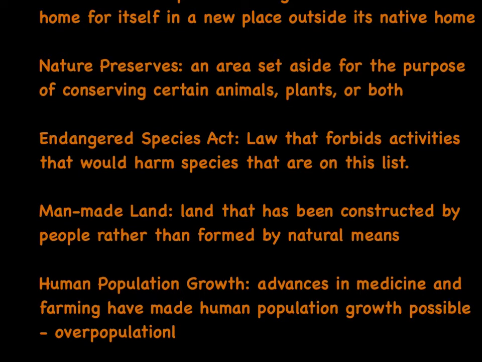Next we have the Endangered Species Act. This is a law that forbids activities that would harm species that are on this list. They're endangered species, so species that are threatened in an environment. We are not allowed to hunt them, for example.